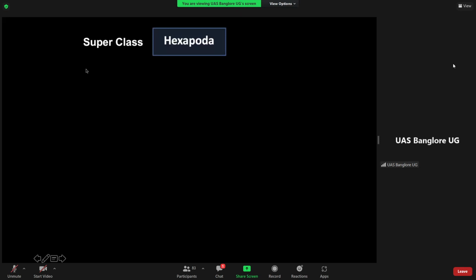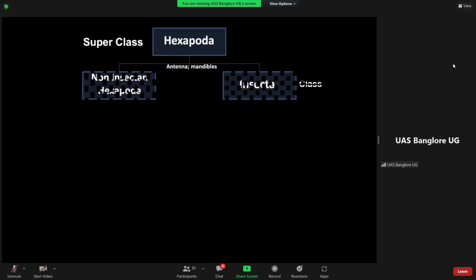Anyway, coming to the superclass Exopoda, which belongs to the class Insecta. Class Insecta, superclass Exopoda. In Exopoda, we have two groups, that is non-insectan Exopoda and Insecta.